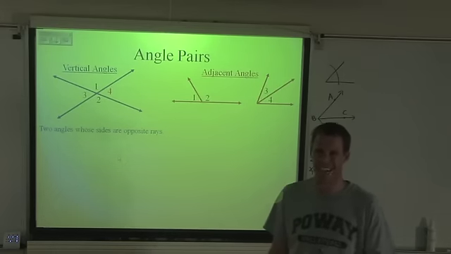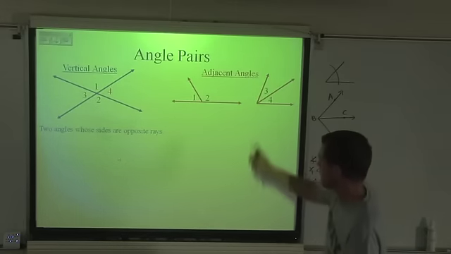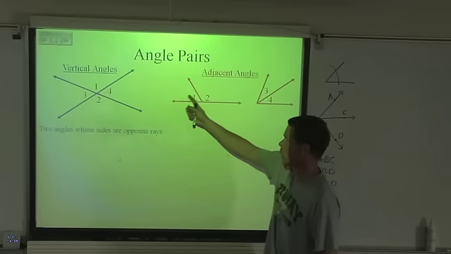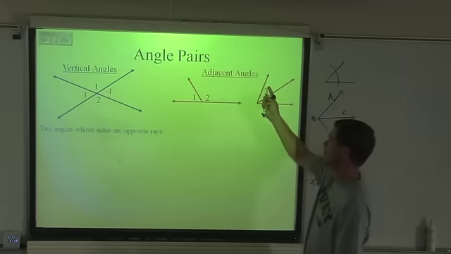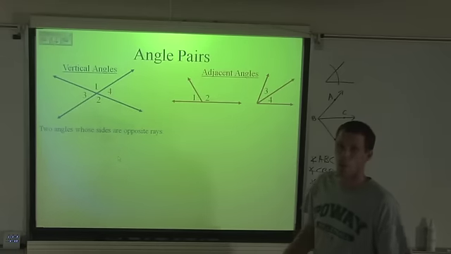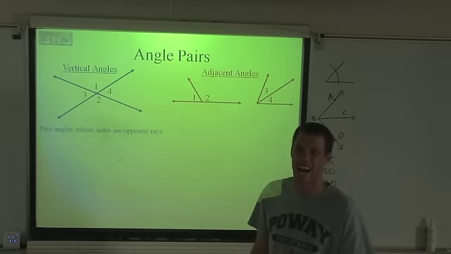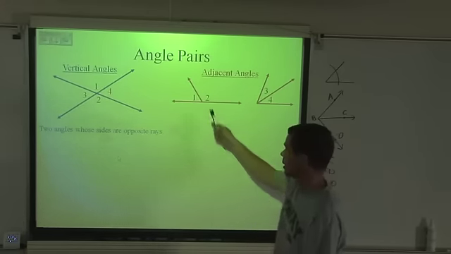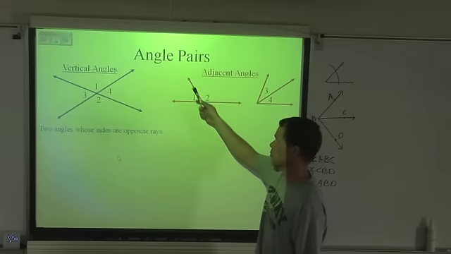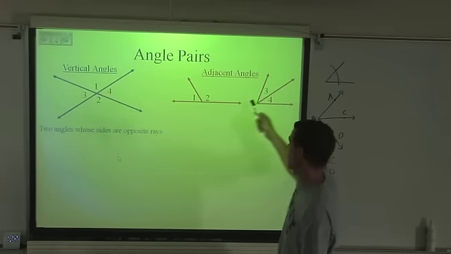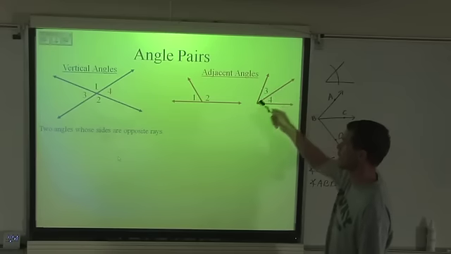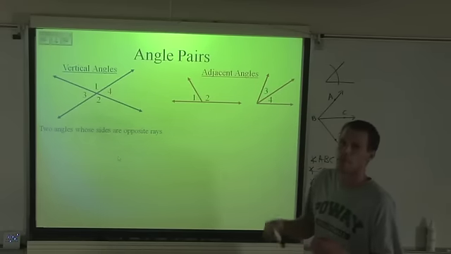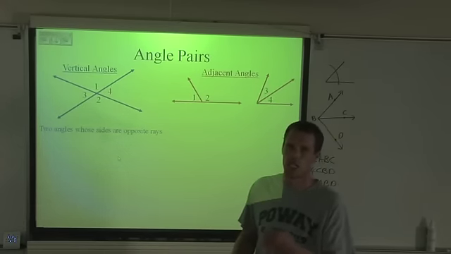Next up is adjacent angles. Adjacent, a word that means next to. So these two angles are next to each other. Angle 1 and angle 2 are next to each other. 3 and 4 are next to each other. And we describe next to each other because they actually share something. Angle 1 shares this ray with angle 2. Angle 3 shares this ray with angle 4. They must share a ray.